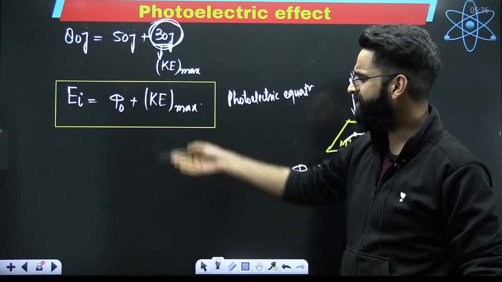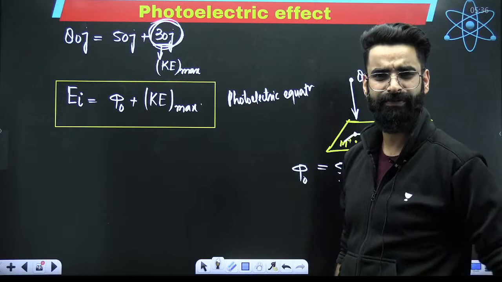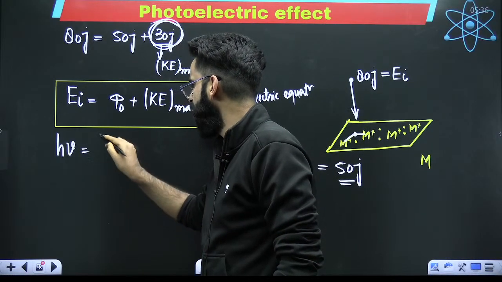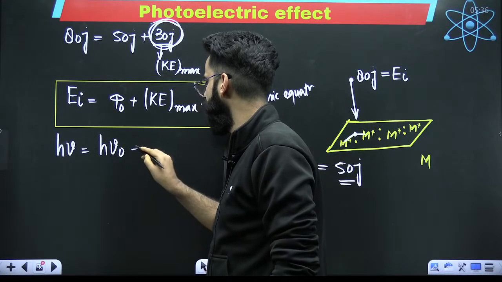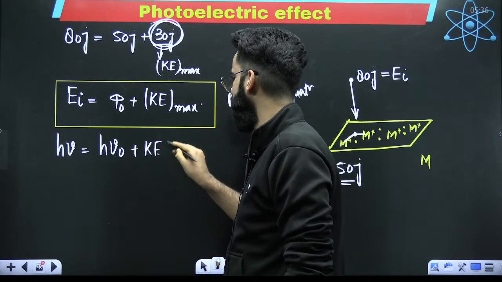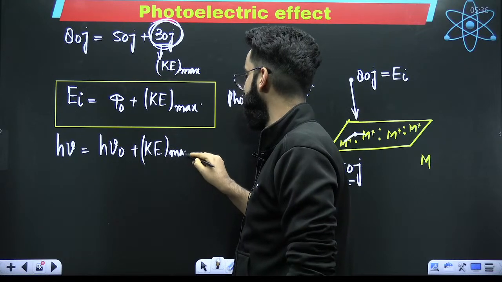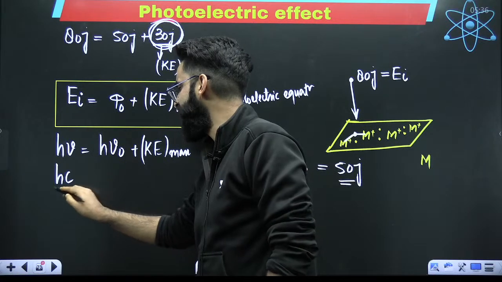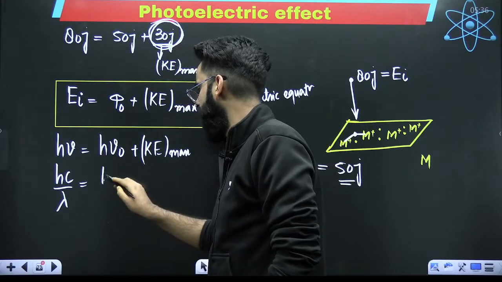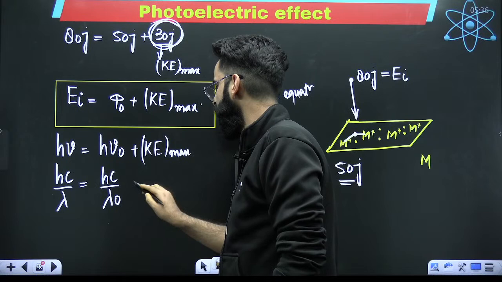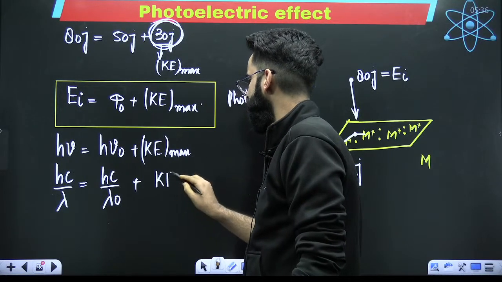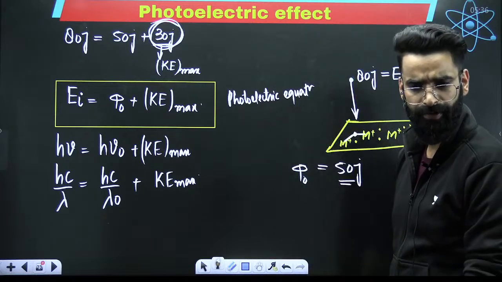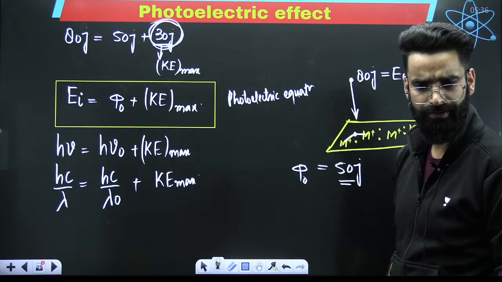Now, my dear students, you can write different formats of it. Incident energy, I'm giving in the form of photon, so this is h nu. Work function is h nu naught. You can write it as such, plus Ke max, maximum kinetic energy possessed by the emitted electron. Instead of h nu, you can write hc divided by lambda, and instead of h nu naught, you can write hc divided by lambda naught, plus kinetic energy max, the maximum kinetic energy possessed by the photoelectron.